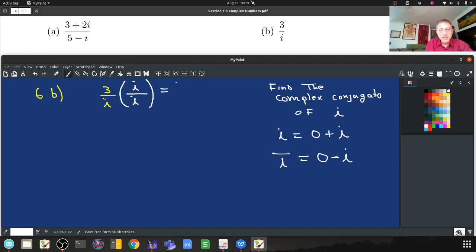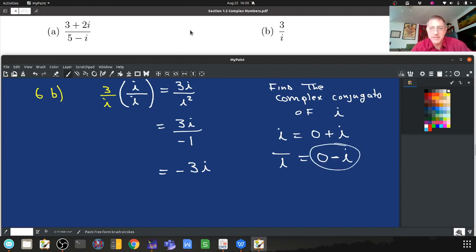So 3 times i is 3i, and i times i is i squared. So that's equal to 3i, and i squared is minus 1, so that's equal to minus 3i. And we would have gotten the exact same answer had I multiplied it by minus i over minus i using the general rule. It would have been exactly the same.